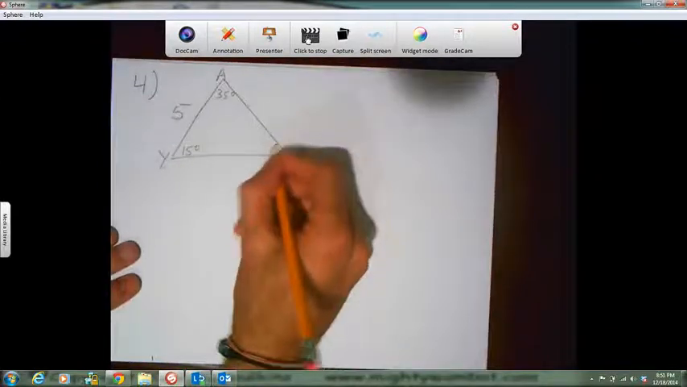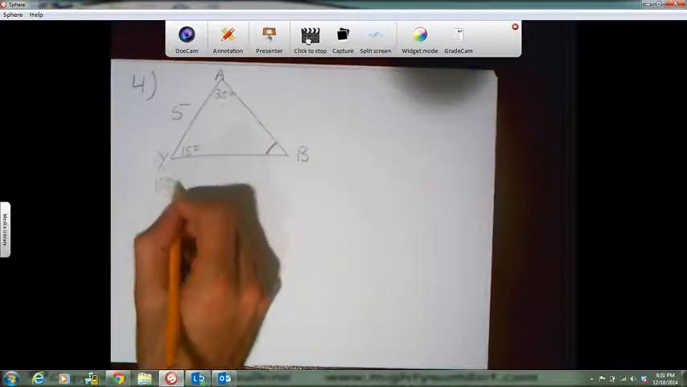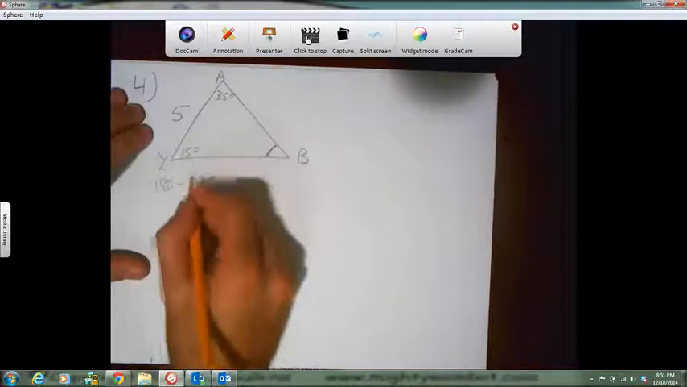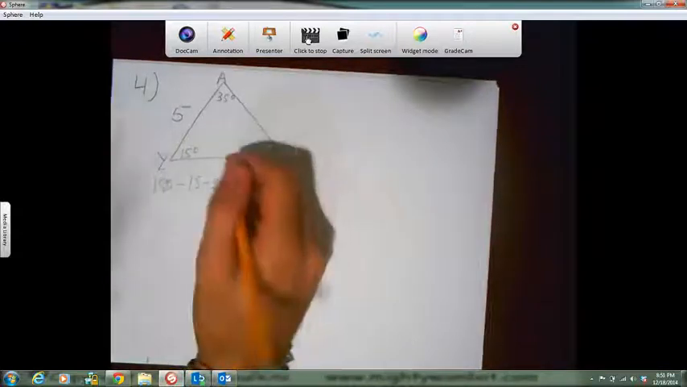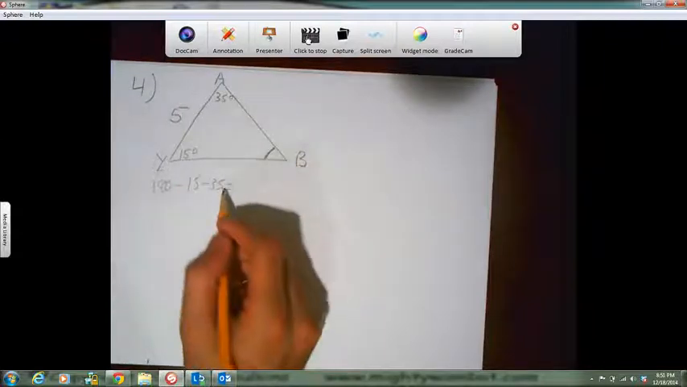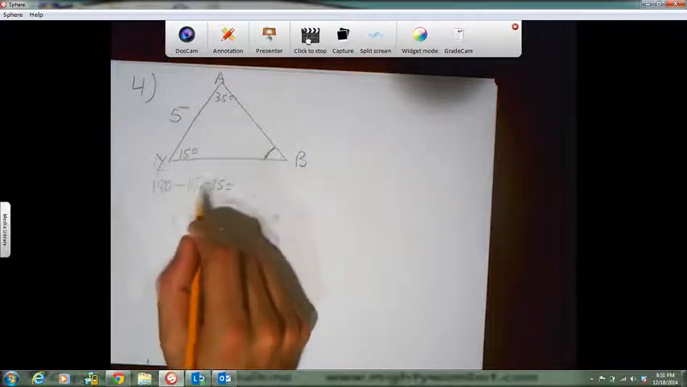In here, we can find how big this is because we know that 180 minus 15 minus 35 will equal this side, because all the angles of a triangle add up to 180. 35 plus 15, 45, 50, so this is 130.